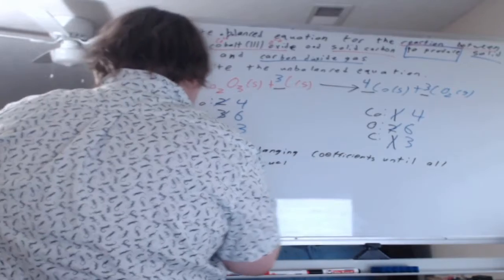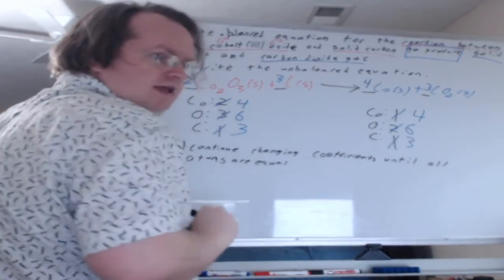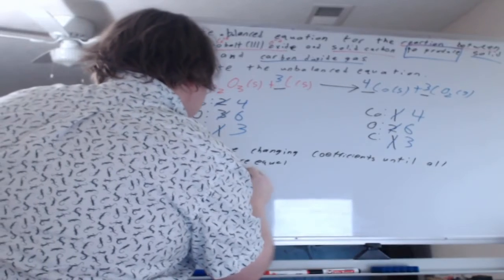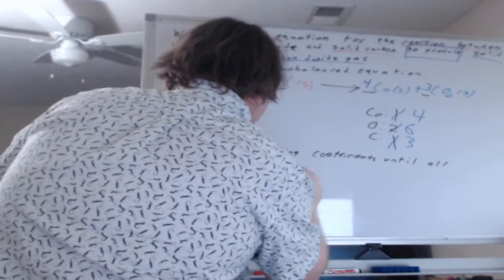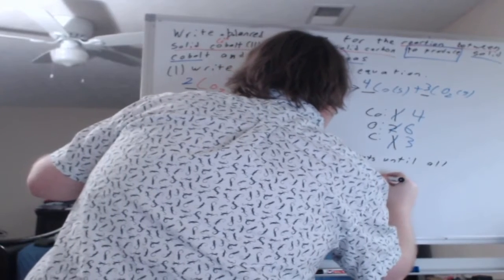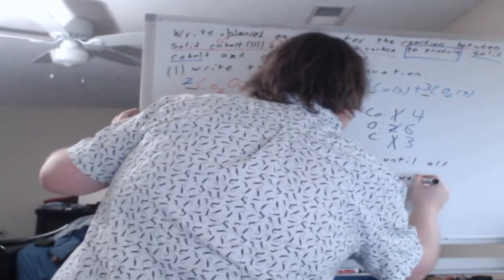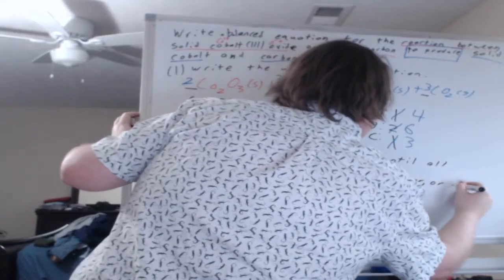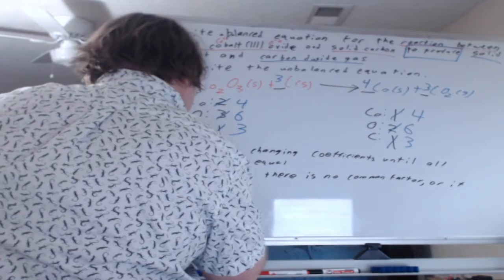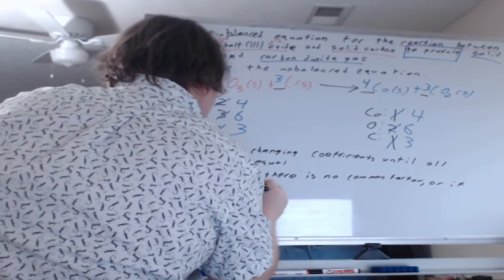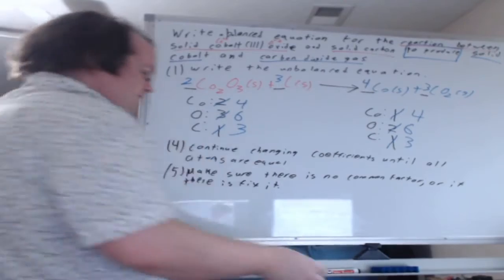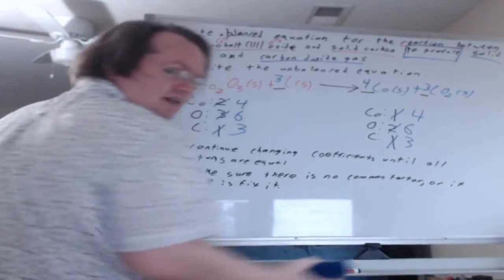Now, the last step, number 5, is going to be: make sure there is no common factor, and I'll explain what this means in just a second. Or if there is, fix it. We're going to talk about how to do that too. So what do I mean by make sure there's no common factor, and how would you fix it? What does that mean? Because fix it doesn't sound like a whole lot.